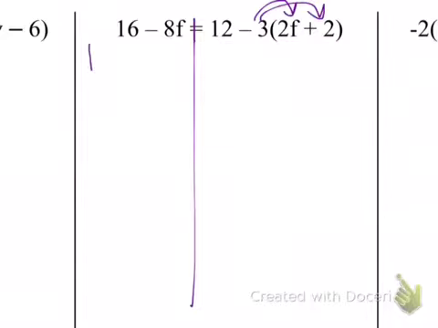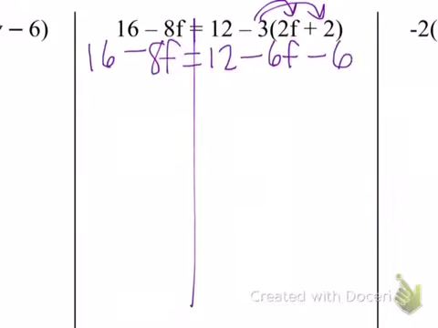So my left-hand side is going to stay the same: 16 minus 8f equals, on the right-hand side, we've got a 12. Now keep in mind that's going to be a negative 3. So negative 3 times 2f gives me negative 6f. Negative 3 times 2 gives me negative 6.